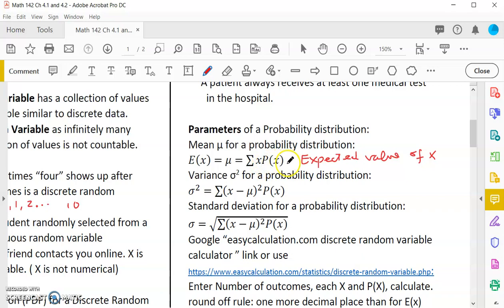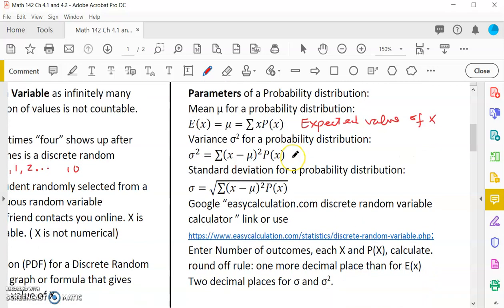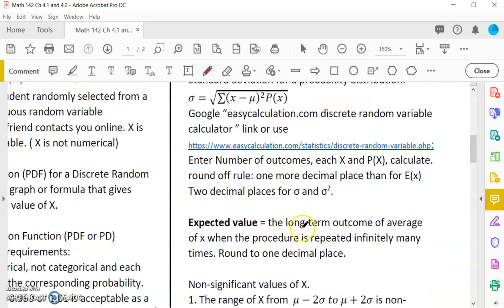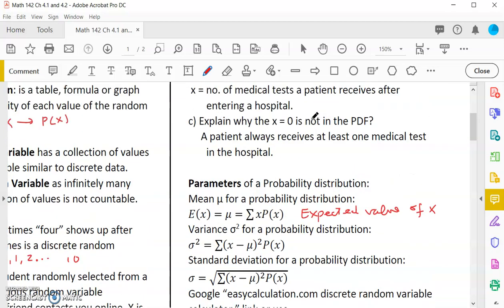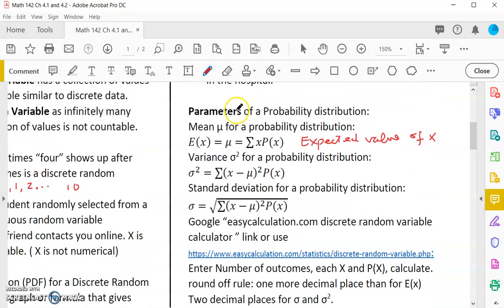Now, mean is very important. It is actually a long-term outcome of the average of x. That means on average, if you do the procedure a lot of times, like if you keep repeating looking at patients, on average, what would be the number of tests that a patient would receive? Only if it's a valid probability distribution. If it's not a valid one, this doesn't apply. So it must be a valid one.